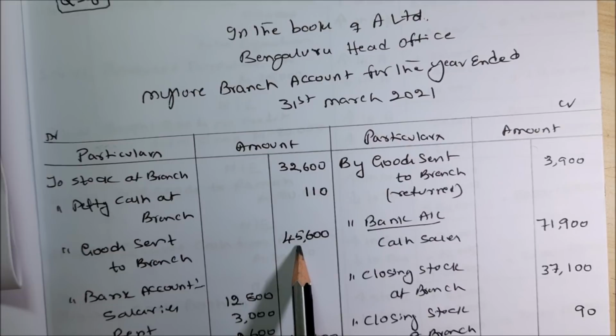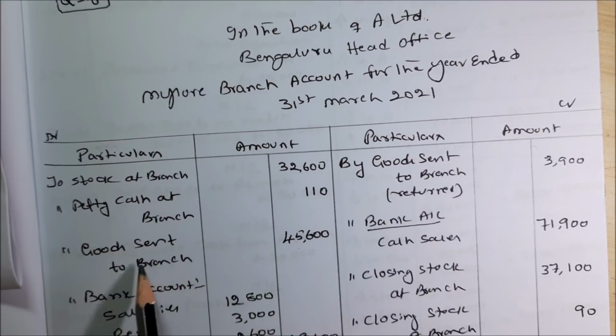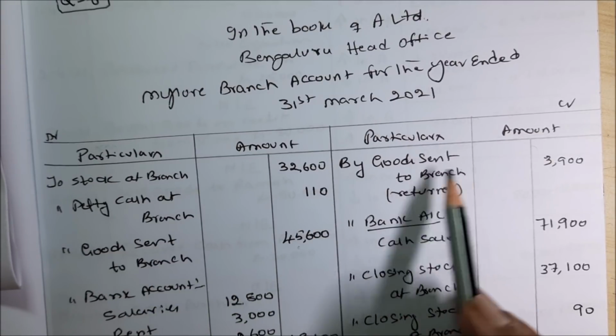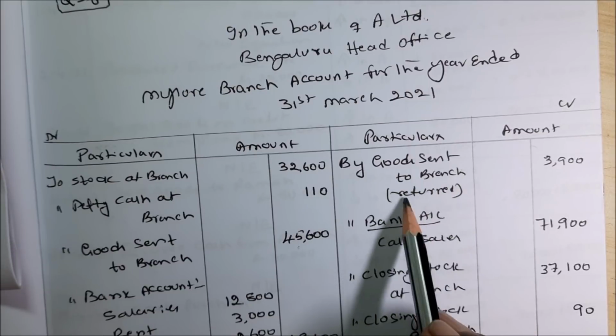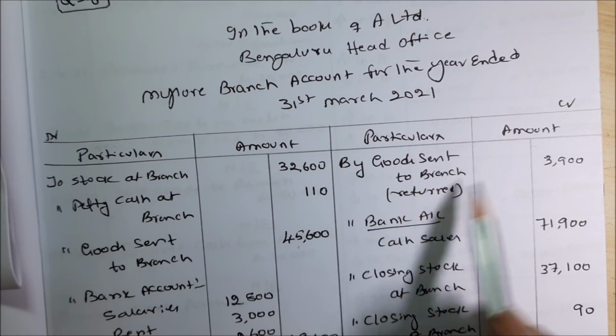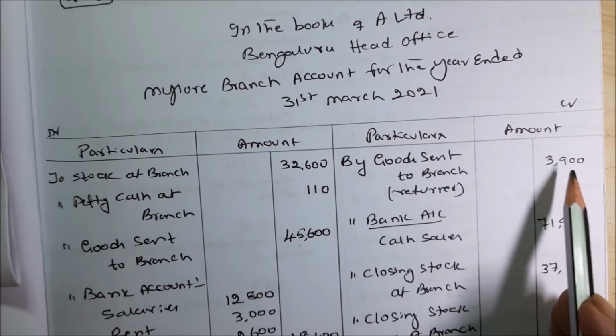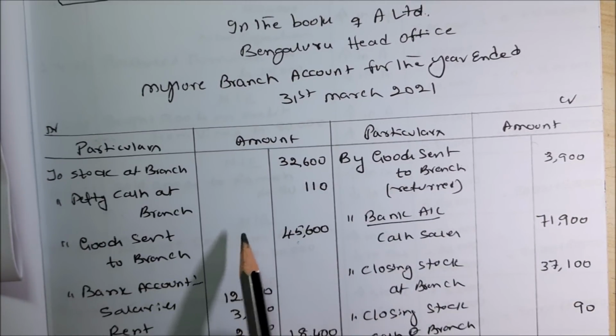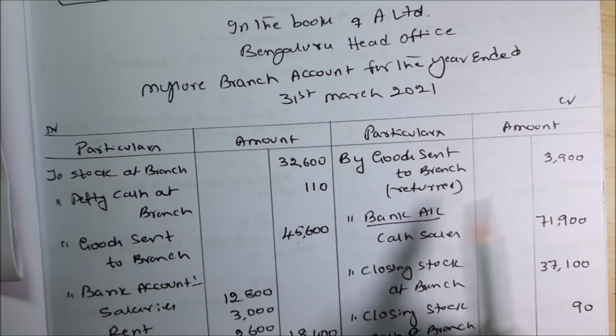Goods sent to branch, it is 45,600. Sent to branch has been given like this. If it is written, it comes on the other side. By goods sent to branch, I have written within the column, that is written 3,900. Students, you have one more option. What you can do is, here only you can write 45,600 less 3,900.